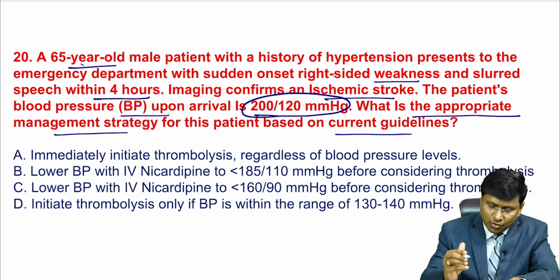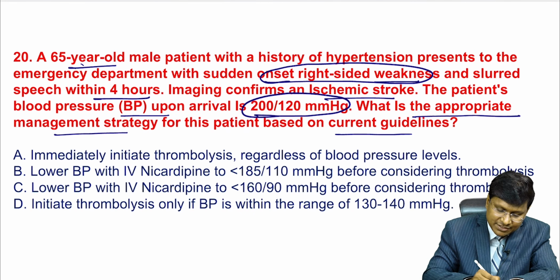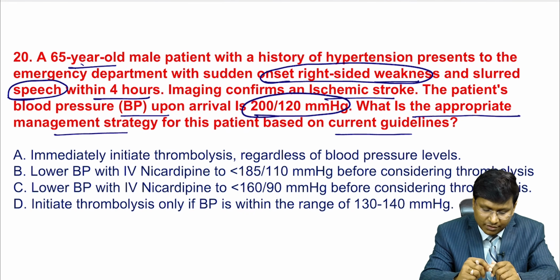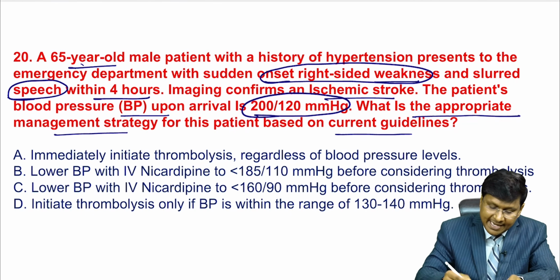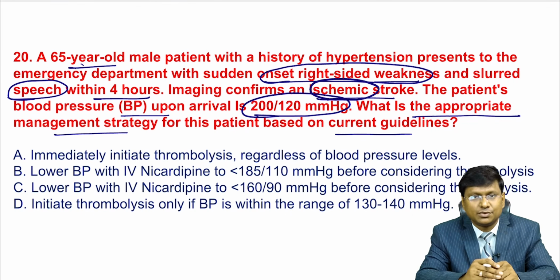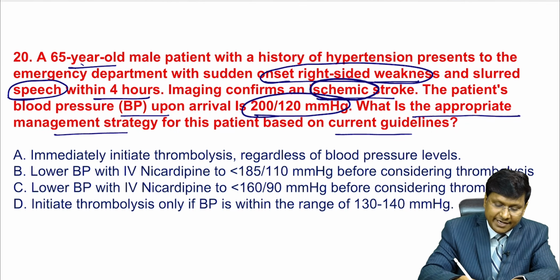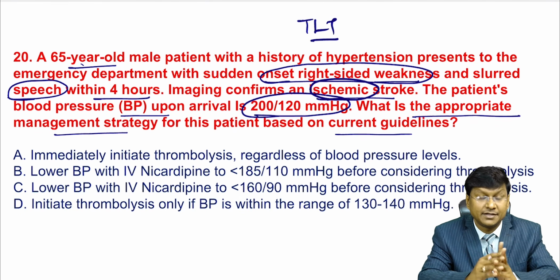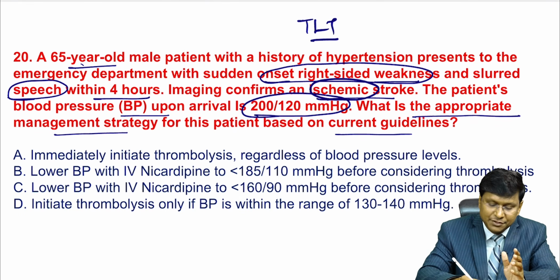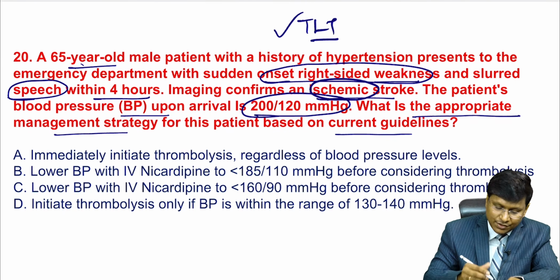First of all, what is the problem here? The onset of right-sided weakness as well as slurred speech within 4 hours. Blood pressure is 200 by 120 and imaging shows that it is an ischemic stroke. So the patient has presented within 4 hours, so he is an ideal candidate for thrombolytic therapy with tissue plasminogen activator. But how much should the blood pressure be whenever you want to start thrombolysis in a patient with ischemic stroke? See the options.